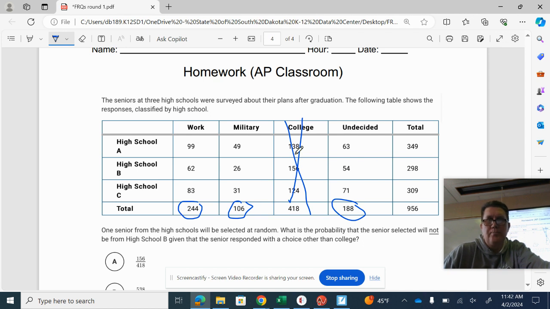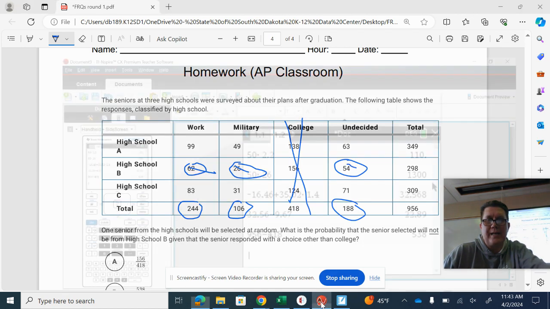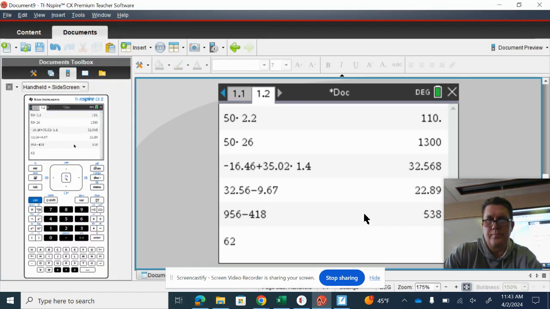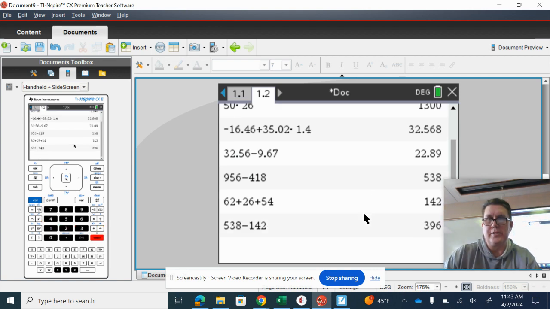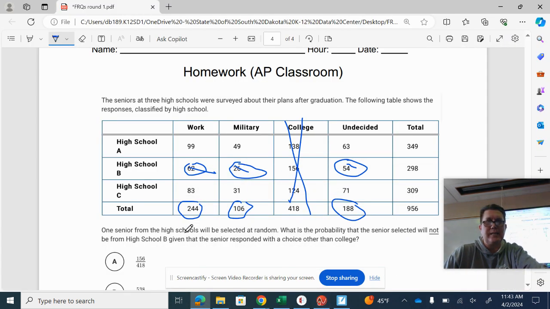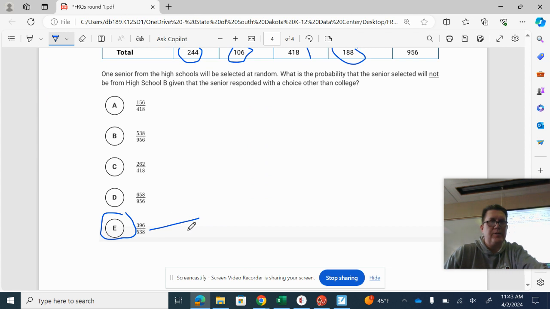Okay, so high school B would be these 3 values, and they got to not be that. So 62, 26, 54, we're going to add those up. That's 142. So they cannot be that. So we're going to subtract the 142 from that. Should be 396 out of 538. Once you get the bottom answer, that was the only one. Hopefully, those are making sense.